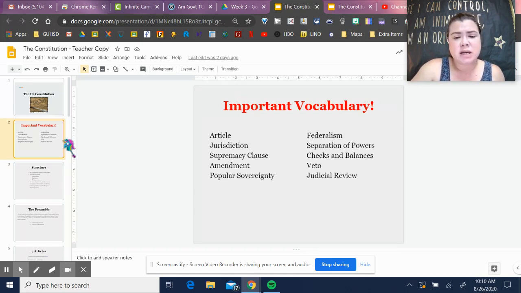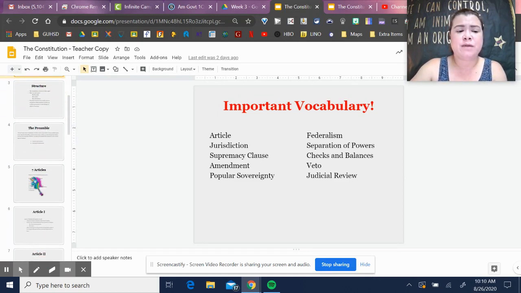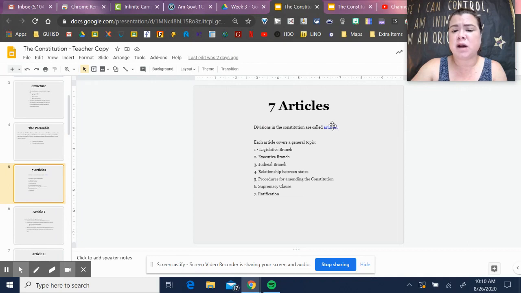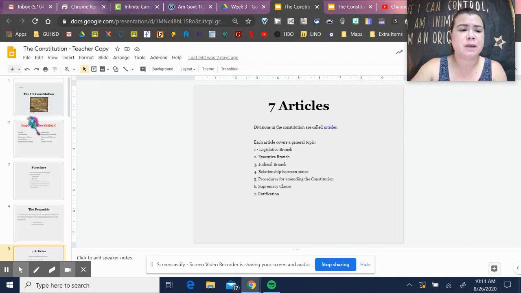So the important vocabulary for this unit will be article, jurisdiction, supremacy clause, amendment, popular sovereignty, federalism, separation of powers, checks and balances, veto, and judicial review. As we go through this, you're going to want to make sure that you're keeping track of these vocabulary terms. I've actually done that for you. Any important vocabulary terms that pop up through the slides are highlighted in blue for you.